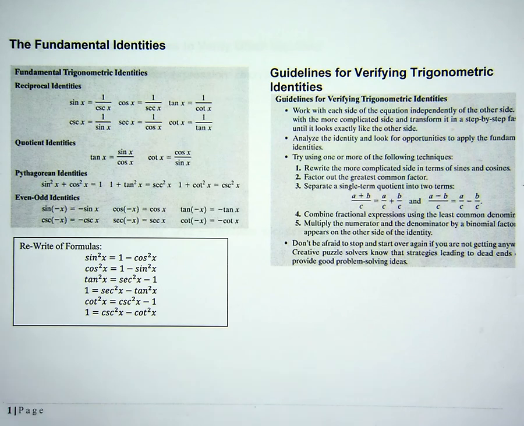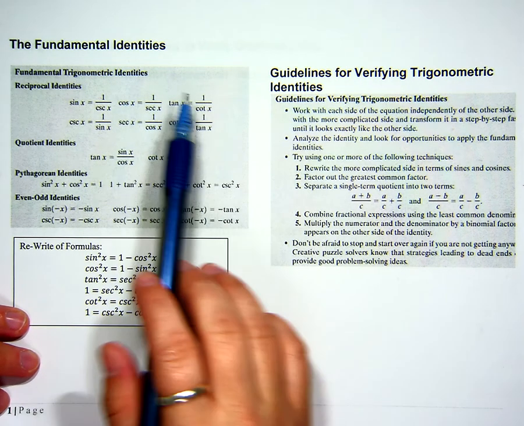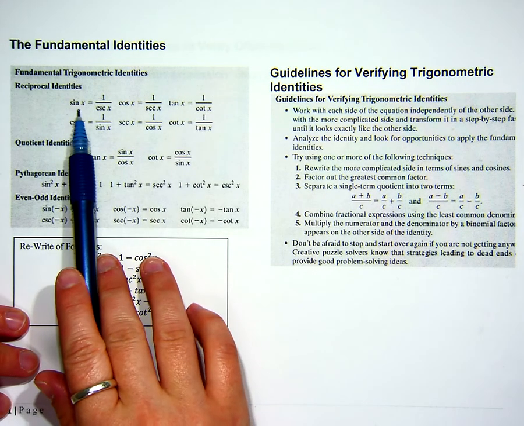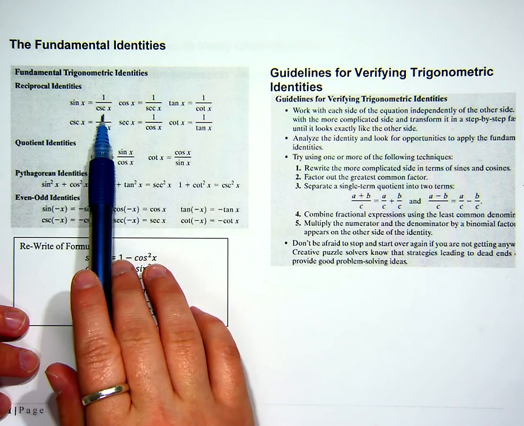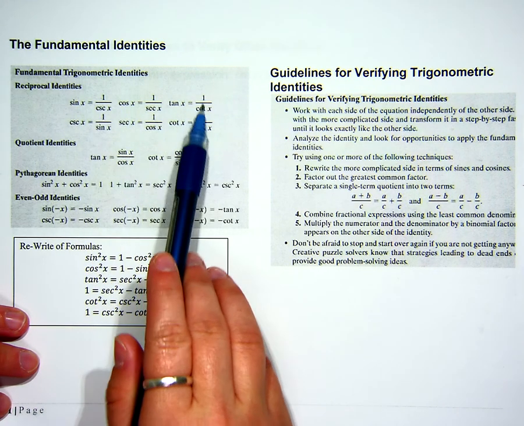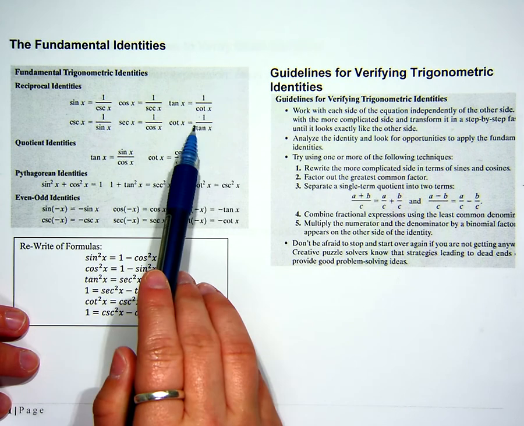Let's talk about trig identities. Trig identities are the way of taking trig functions and rewriting them in terms of other trig functions. A couple of things that we already understand: the reciprocal identities. That's sine is 1 over cosecant, cosecant 1 over sine, secant 1 over cosine, tangent 1 over cotangent, and so forth.